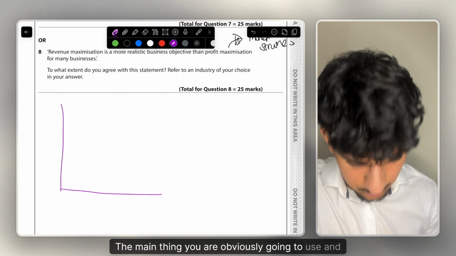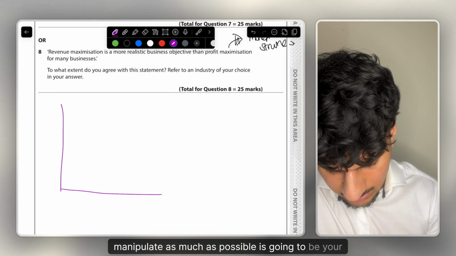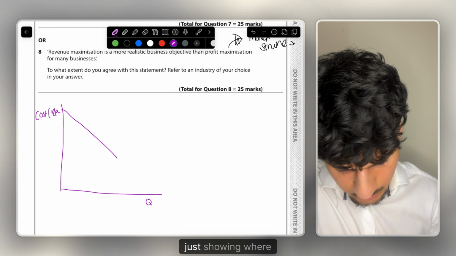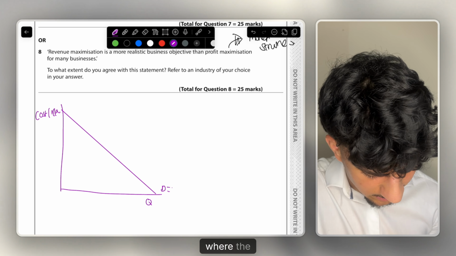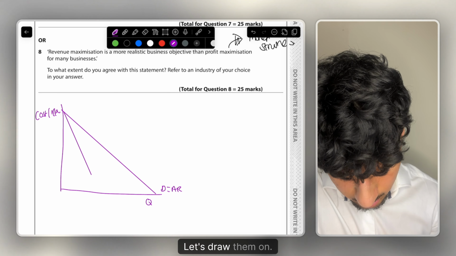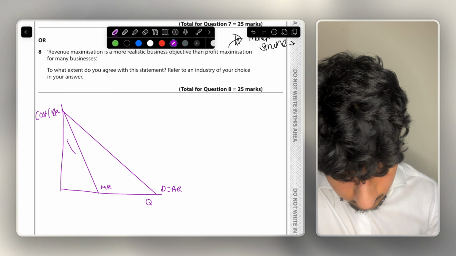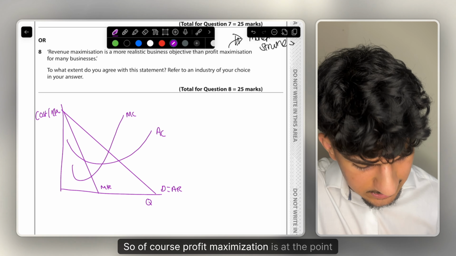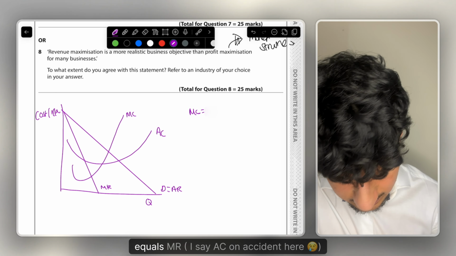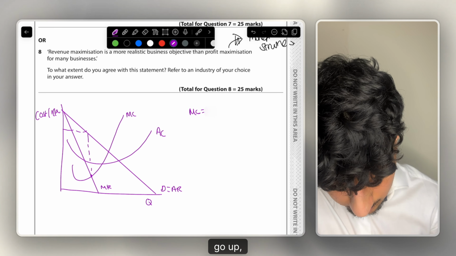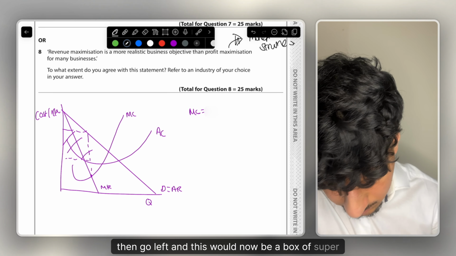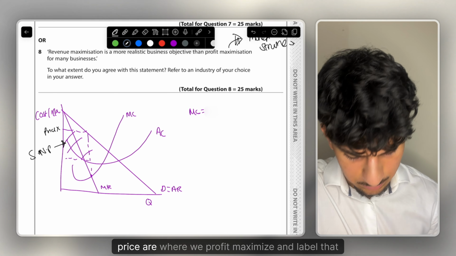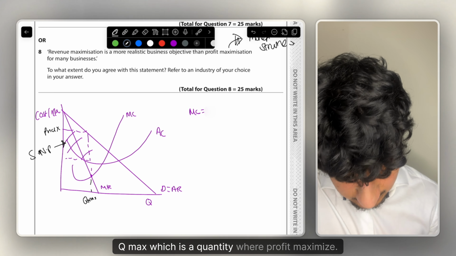The main thing you are obviously going to use and manipulate as much as possible is going to be your cost/revenue diagram, and you will pick up obviously a few marks for just showing where revenue maximization is, where the profit maximization is. Let's draw them on. So, of course, profit maximization is at the point where MC equals AC, which you would go from that point, go up, then go left, and this would now be our box of supernormal profit, and we'll label that up, label that P max, representing the price at where we profit maximize, and label that Q max, which is the quantity where we profit maximize.